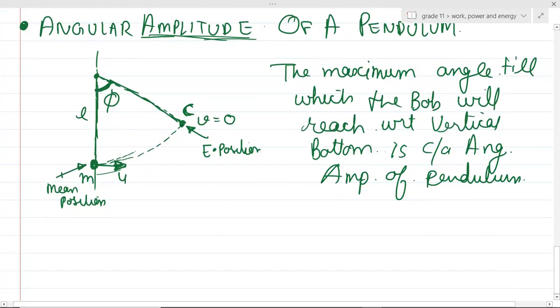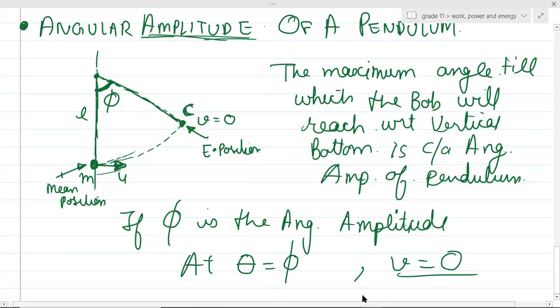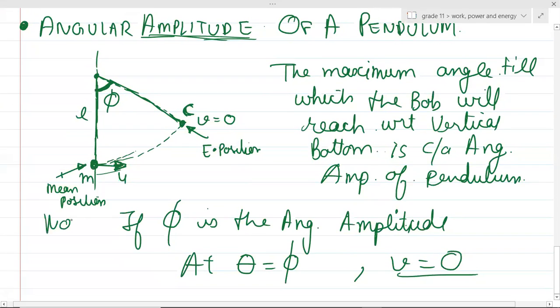So if phi is the angular amplitude, then can I say that at theta equal to phi, at an angle equal to phi, the velocity of the object will be zero? Yes or no? Can I say this? Tell me yes or no. Yes, sir. If I can say this, that implies I can apply the formula as well.